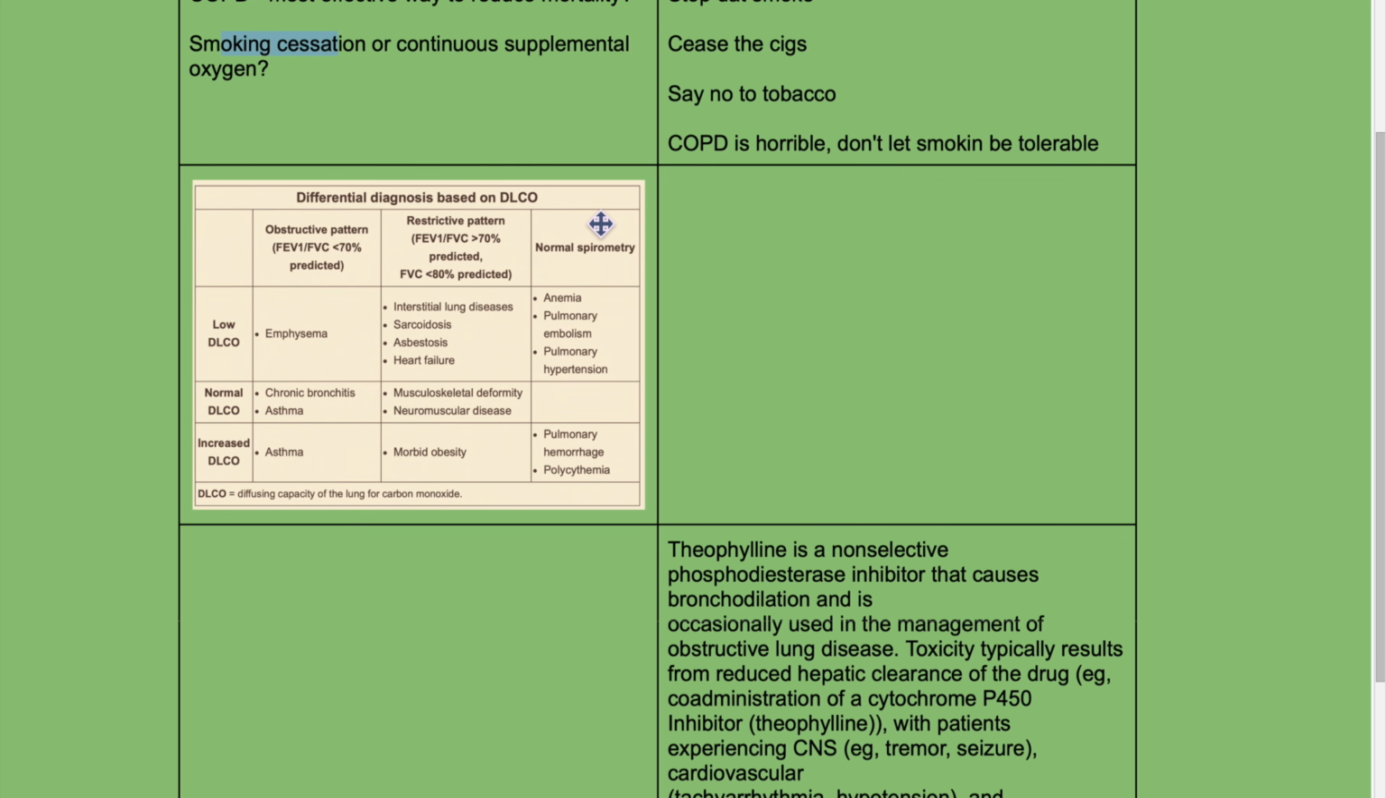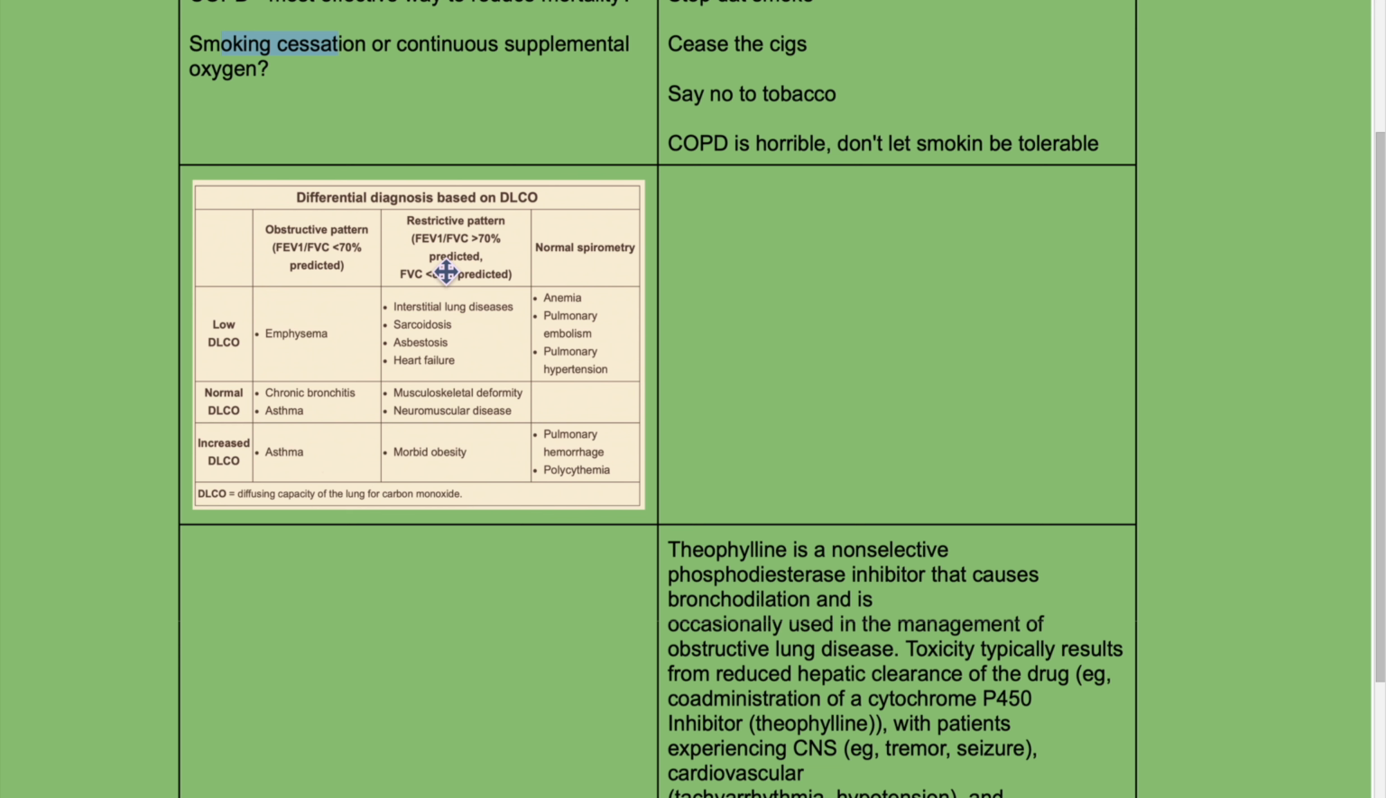Differential diagnosis based on DLCO. If there's low DLCO with obstructive pattern, that is FEV1/FVC lower than 70%. So if we have an obstructive pattern with a ratio lower than 70%, and you see that they have low DLCO, it's emphysema. If it's normal, chronic bronchitis or asthma. If it's increased DLCO, it is still asthma.